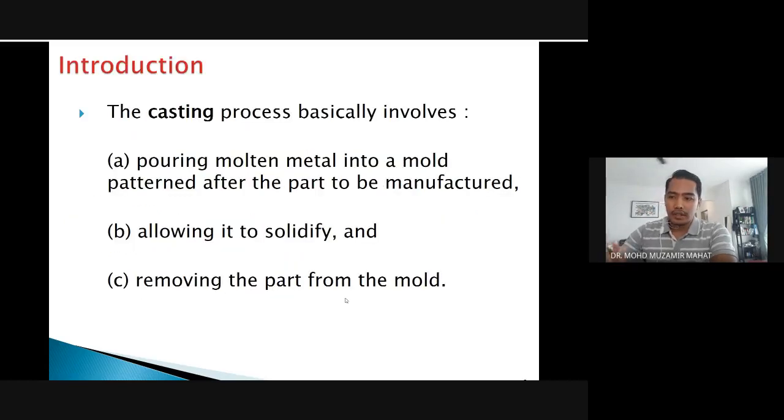As for the introduction, the casting process basically involves, number one, pouring molten metal into a mold patterned after the part to be manufactured. After we pour the molten metal into the mold, we allow it to solidify. Following that, we remove the part from the mold, and finally we get the product.